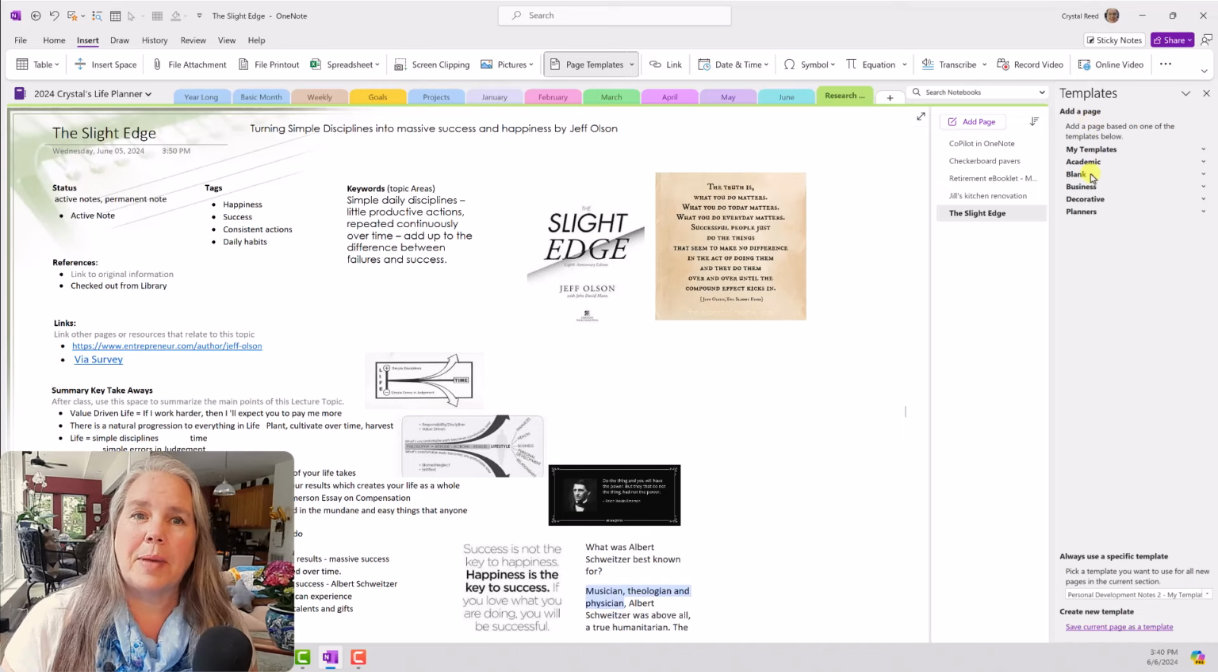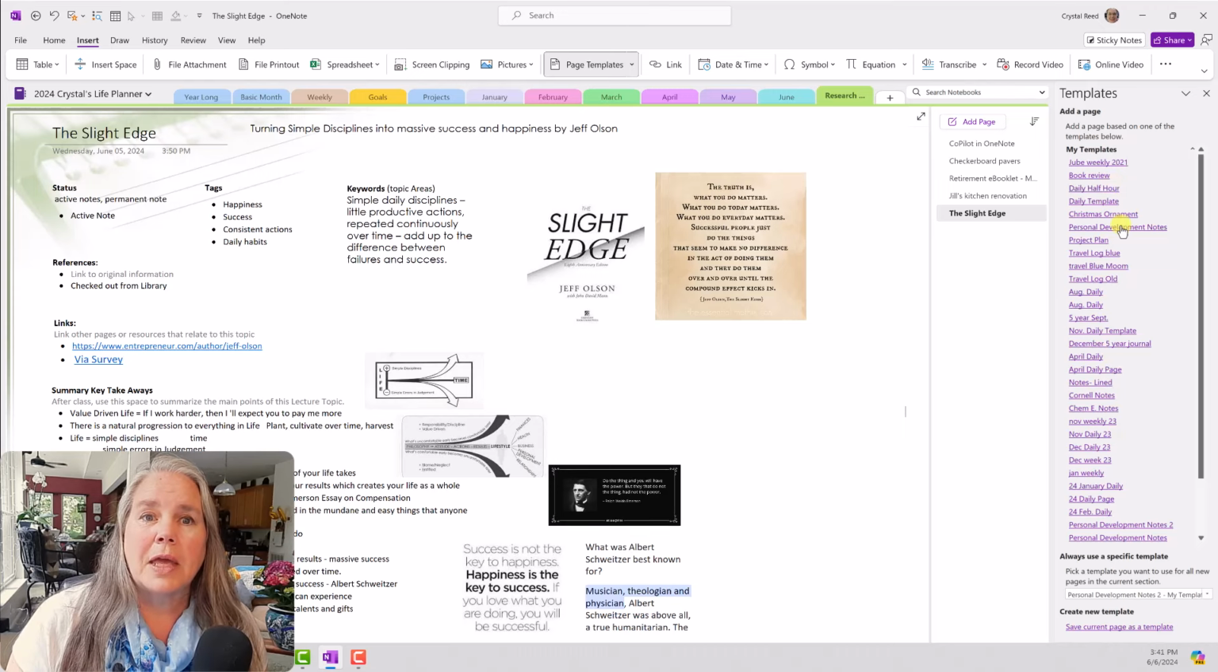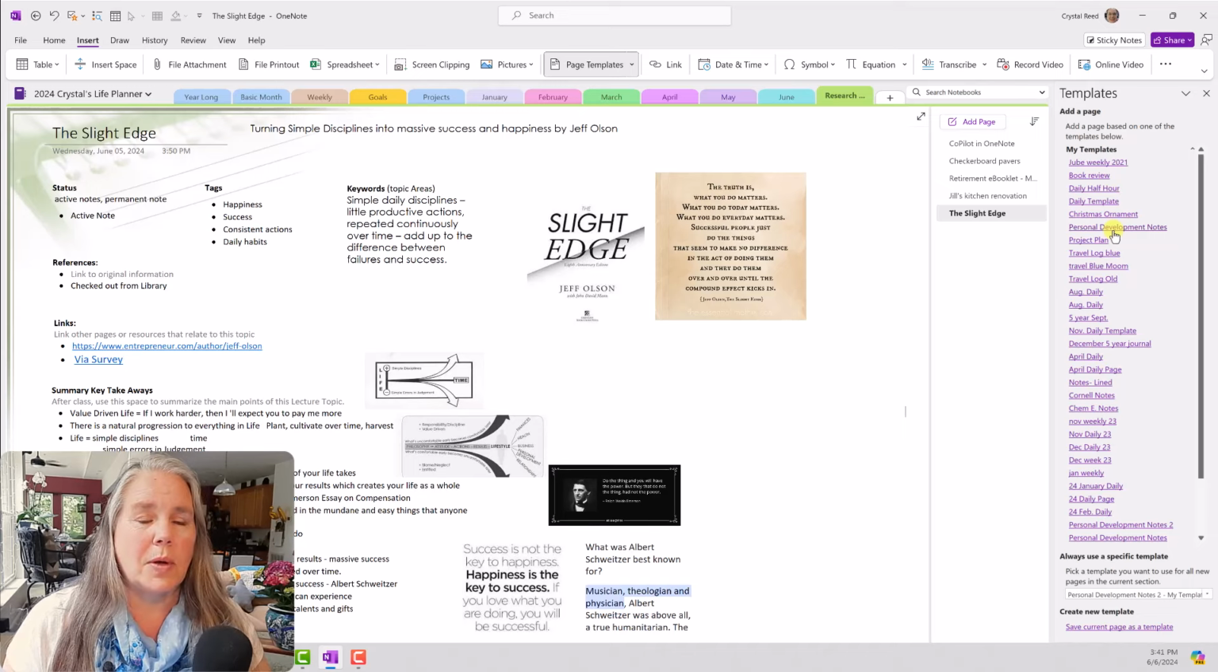There are a number of page templates that are already in OneNote, but under My Templates, you can see all of the page templates that I have created over the years. This personal development notes one is one that I created a couple of years ago. If I click on that, it's going to give me a blank page with that template on there. So let me show you what that looks like.